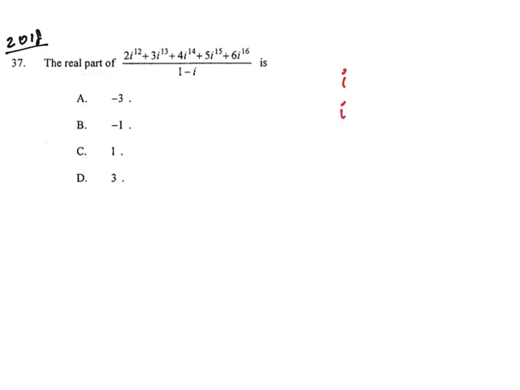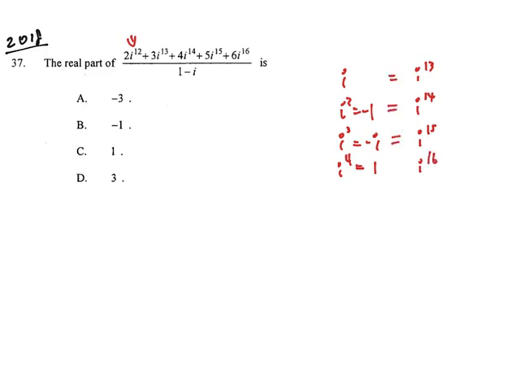So i square is -1, i cube is -1 times i, so negative i. For i to the power 4, actually i square times i square, -1 times -1, so it becomes 1. So that means a multiple of 4 is equal to 1. So for this one, power 12, that means this one is 1. And then starting from i^13, i^14, i^15, and i^16 is this one.